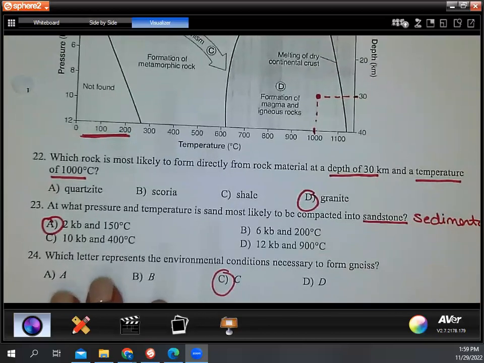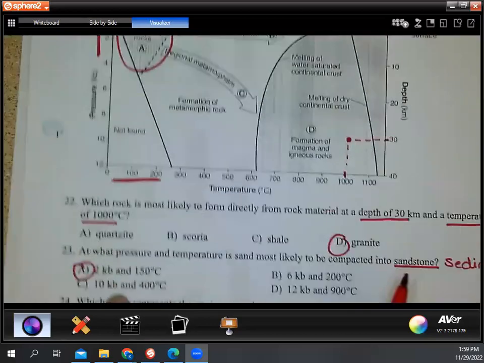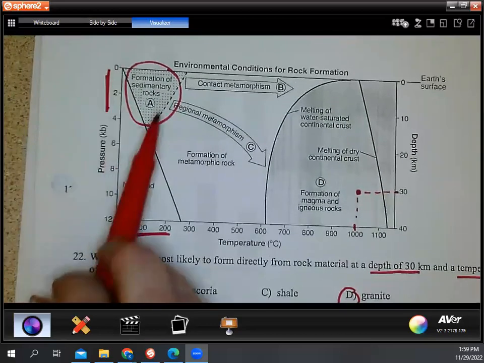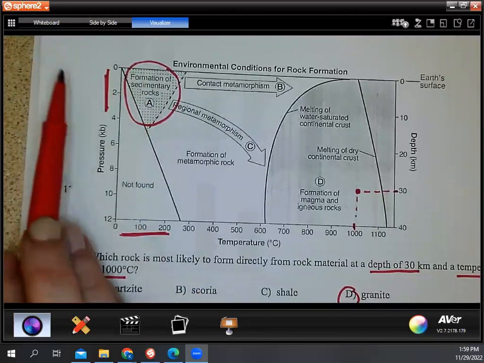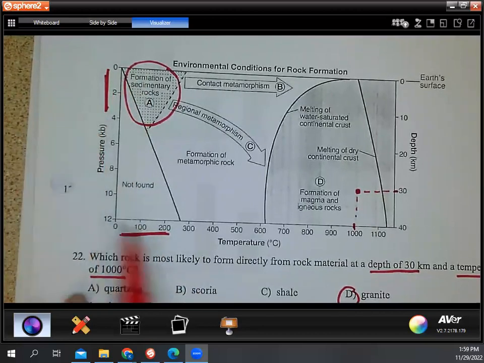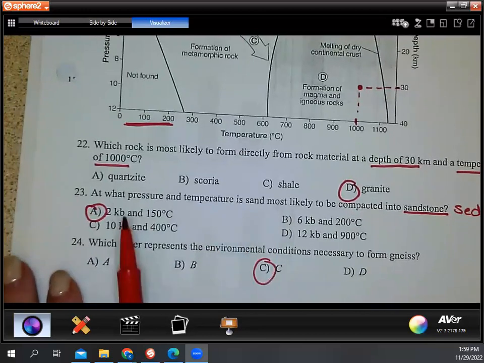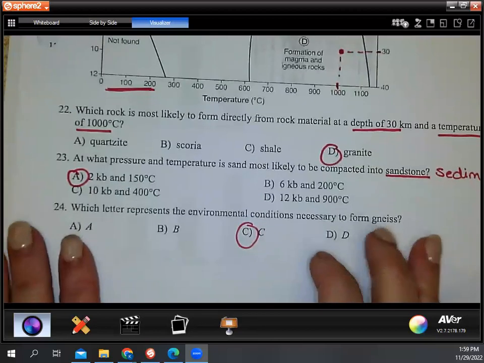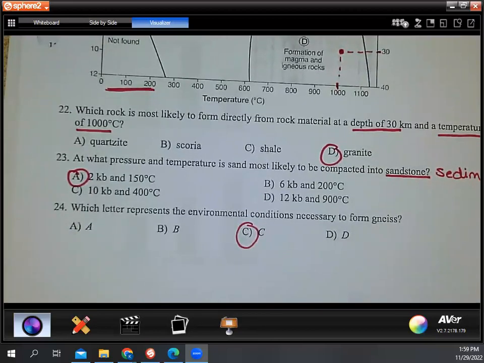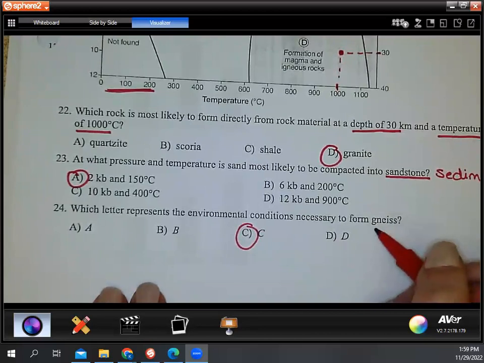Question 23. At what pressure and temperature is sand most likely to be compacted into sandstone? Sandstone is made of sediments. That's a sedimentary rock. So I'm going to look over here where it talks about sedimentary rocks. That ranges in pressure from 0 to 4, and it ranges in temperature from about 0 to 200. I'm going to look for a number that fits in that range. The only one that does is A. So 23 is A.